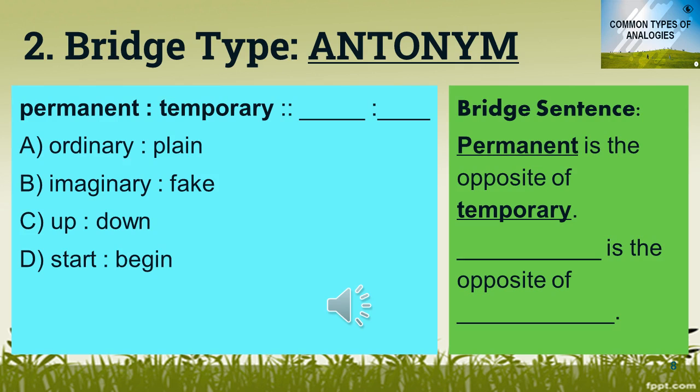Letter A. Ordinary is the opposite of plain. Letter B. Imaginary is the opposite of fake. C. Up is the opposite of down. Letter D. Start is the opposite of begin. The correct answer is up is the opposite of down. So permanent is to temporary as up is to down.